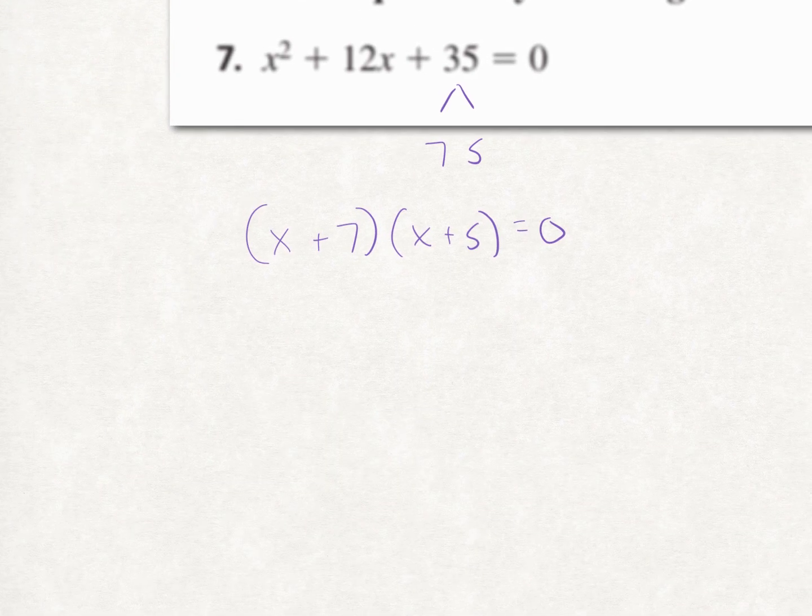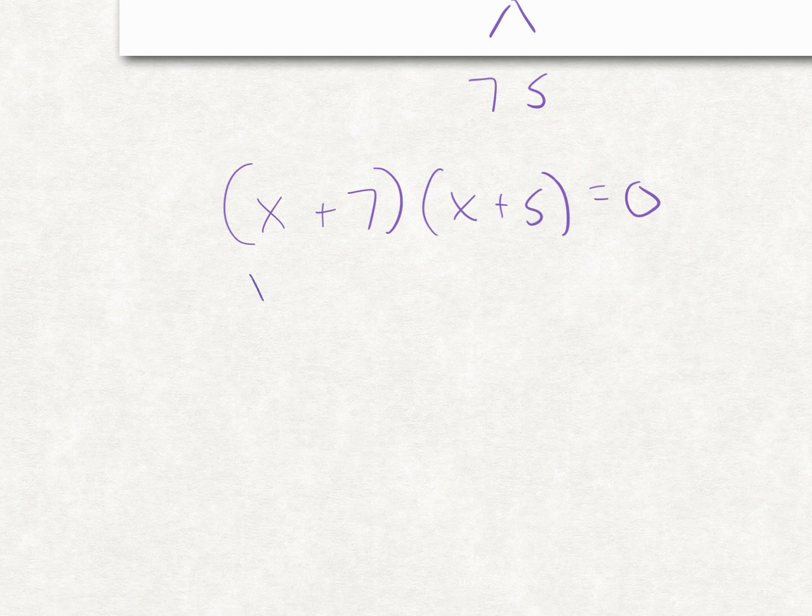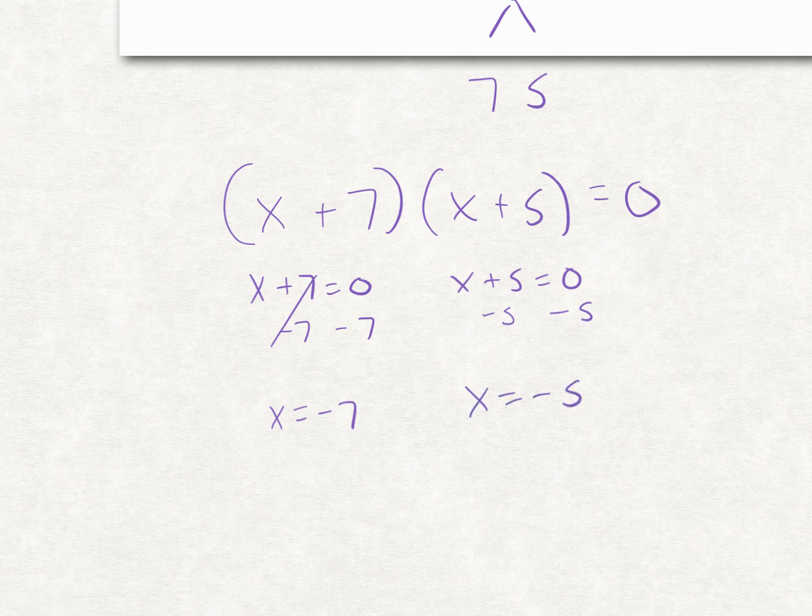Now to find what x is, I set each of these equations equal to 0. So x plus 7 is equal to 0. x plus 5 is equal to 0. To solve my first little equation, I subtract 7 on both sides, so x is equal to negative 7. Second little equation, I subtract 5 on both sides, so x is equal to negative 5. So there's my 2 answers.